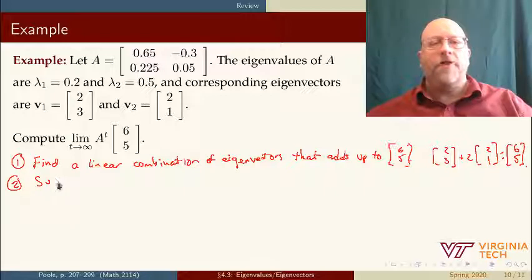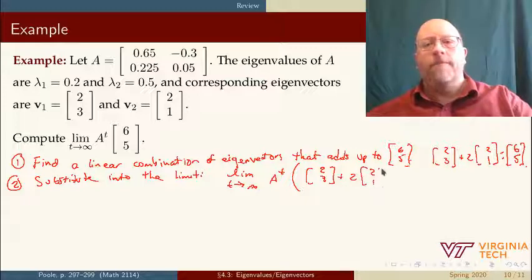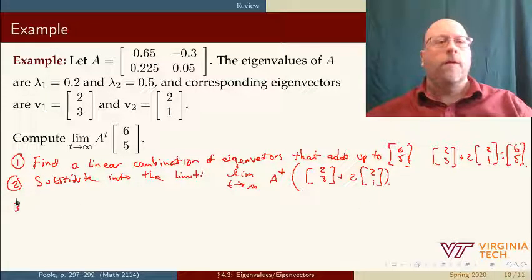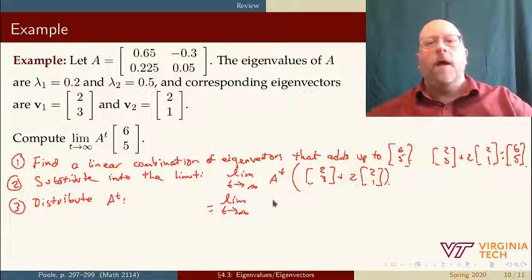We'll substitute that combination into the limit. So what we would like to find is the limit as t approaches infinity of A raised to the t power times the combination 2, 3 plus 2 times 2, 1. Distribute A^t. This gives us the limit as t approaches infinity of A^t times 2, 3 plus 2A^t times 2, 1.